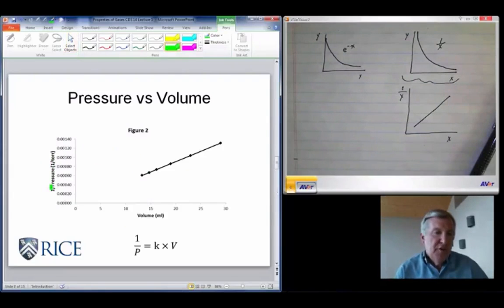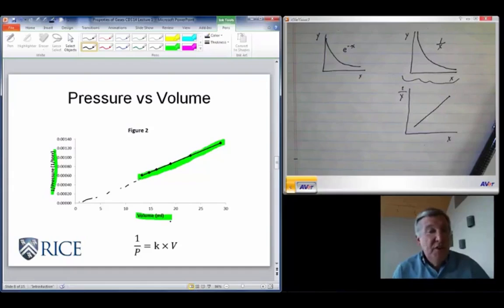On this function here, we have plotted 1 over the pressure versus the volume for the same set of data we were looking at on the previous slide. And notice what we get. We get a straight line, and in fact that straight line seems to extrapolate through 0, and if it does, what that tells us is that this is in fact an inverse function along the lines of what we observed back over on this graph.